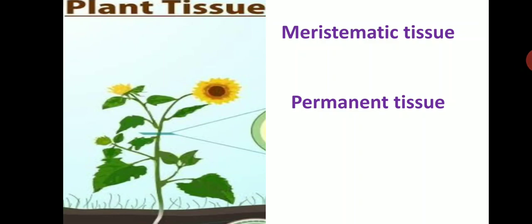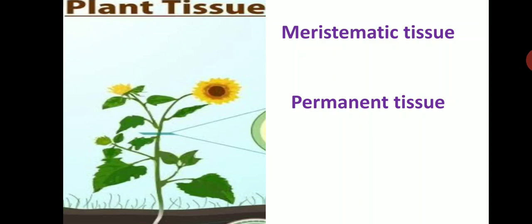In this biology session, we are going to study plant tissue. In the body of a plant, there are some tissues which perform the function of transportation of water and transportation of food. And there are some tissues which help in the growth of that plant body.